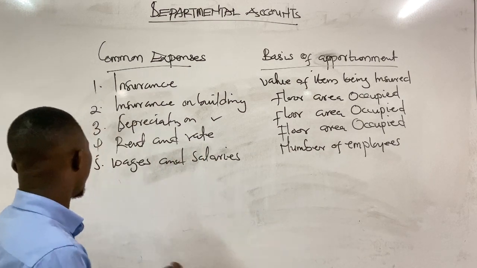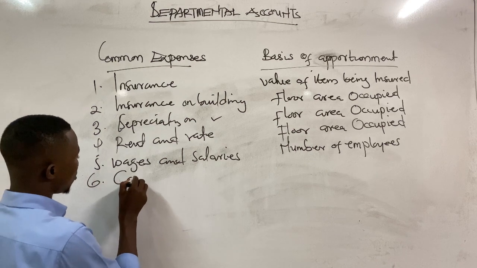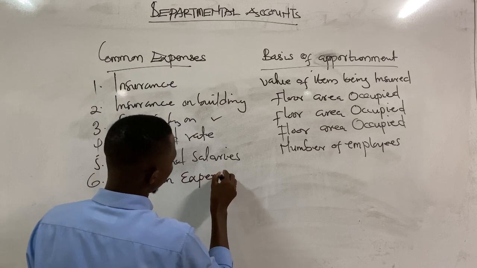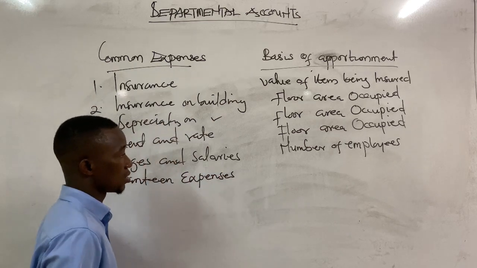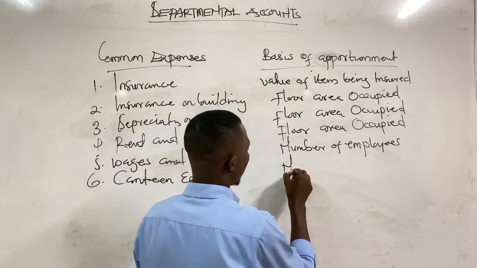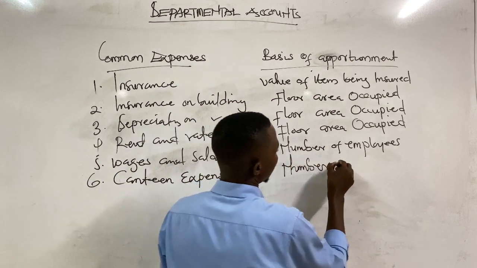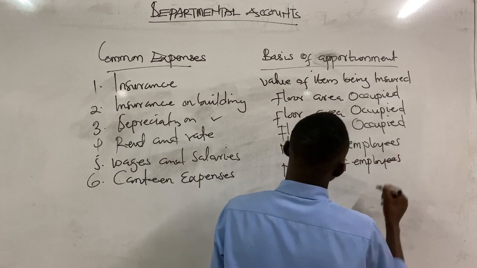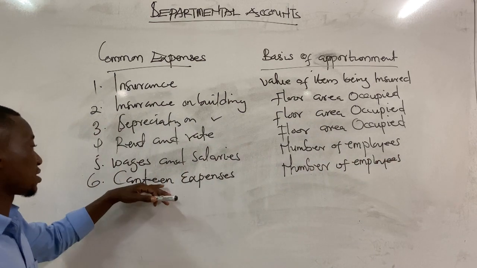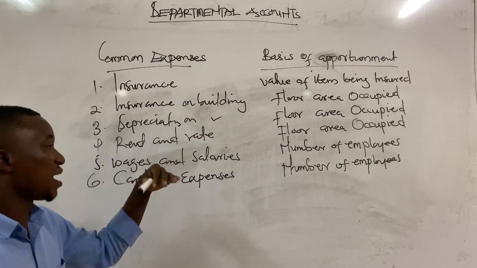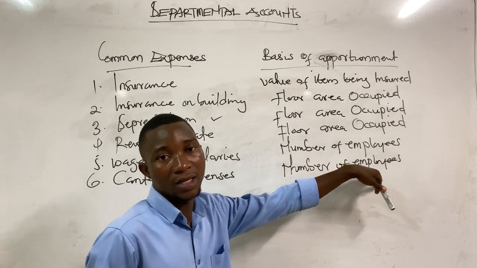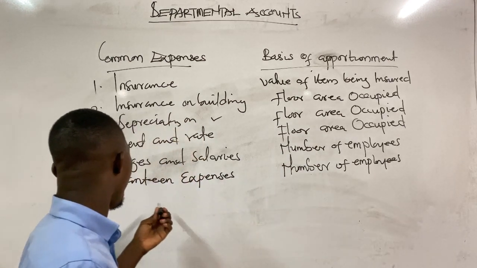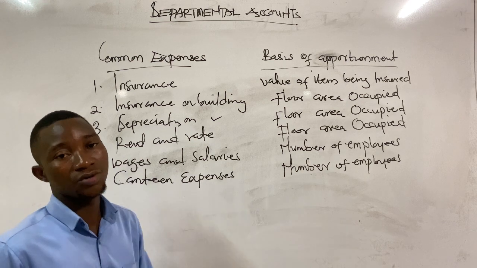Is that okay? We can also talk about another expense, canteen expenses. The basis of apportionment for canteen expenses is the same, number of employees, because canteen expenses are spent on the employees. So the number of employees in each department will determine how much canteen expense should be allocated to each department.